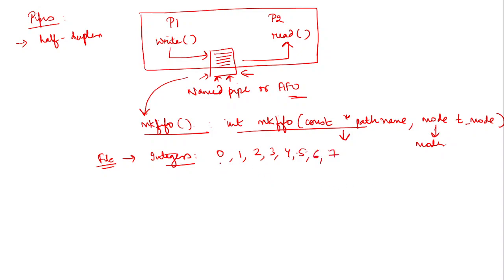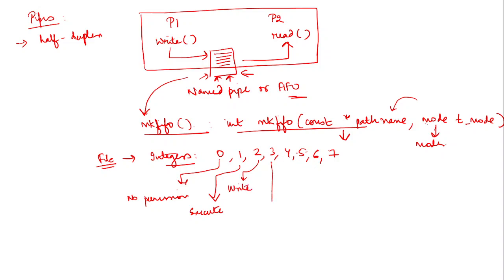If I talk about 0, what does it specify? 0 specifies no permission. If you write 0 here, this file has no permission associated with it, which means the user cannot perform any operation on it. The number 1 signifies the execute permission, so you can execute that particular file name. The 2 specifies the write operation.